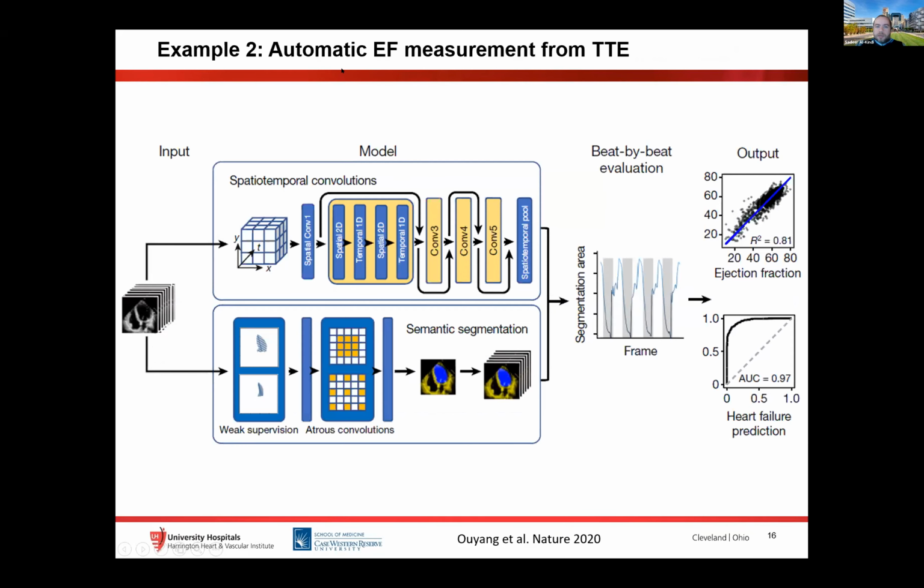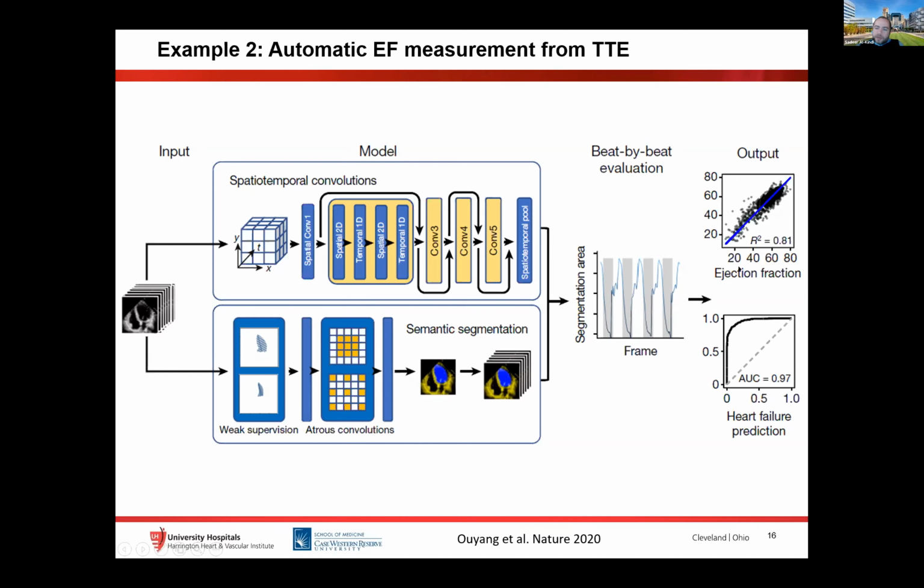Example number 2 is how machine learning can help us with segmentation, reporting, and so on. This is a group from Stanford where they took the 4-chamber view from echocardiograms and looked at the manual segmentations typically done by the technicians, and fed them through a convolutional neural net. They were able to identify the segmentation area throughout systole and diastole, throughout all the cardiac phases.